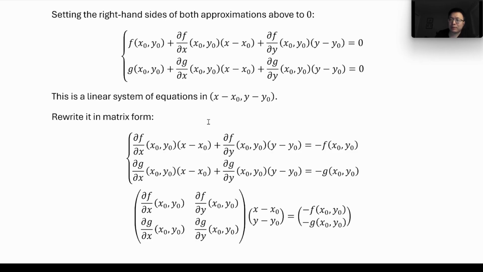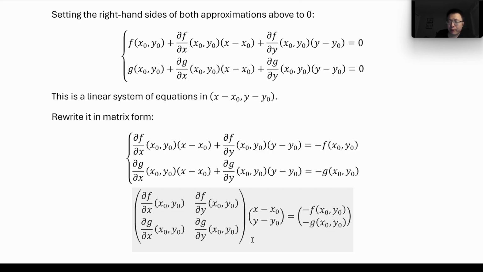And doing this is almost second nature to any applied mathematician, because matrices are so much easier to work with. So from here to here, we move the constant terms to the right-hand side. And then we have a 2x2 matrix that is df dx, df dy, dg dx, and dg dy, all evaluated at x0, y0, times the difference vector, so to say, x minus x0, y minus y0, equals minus f and g evaluated at x0, y0. So this is the matrix form.